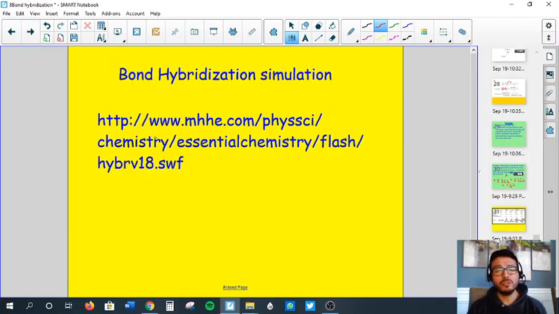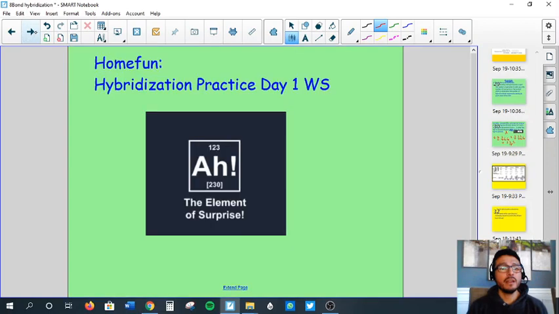Great simulation on this link. But we're essentially done. Day 1, part 2 of bond hybridization. Work on this. I believe I have an answer key for this, but attempt it yourself. It may or may not be posted, so let me know. Try it yourself. This needs practice, guys. We really have to practice this. So practice this, connect with me, ask questions, and we can take up answers next time we meet.